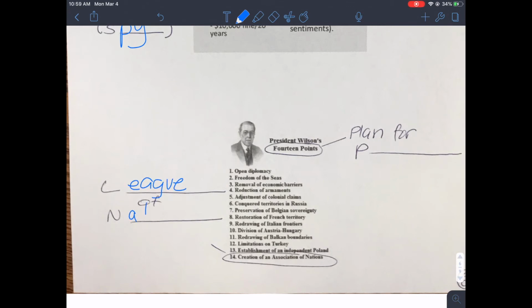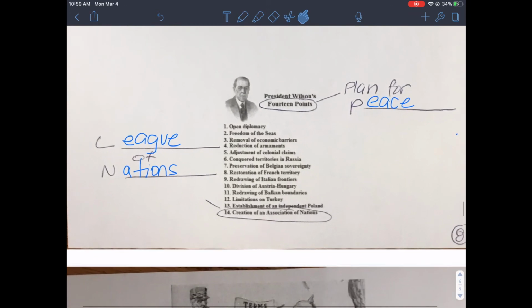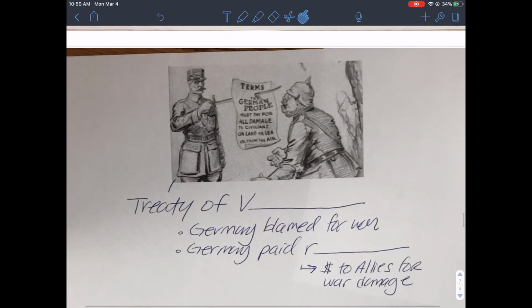One of the major goals of President Wilson's 14 points was called the League of Nations, and the goal was to create peace and prevent another war. The United States does not join the League of Nations, and it stays a weak organization, and eventually we have World War II.